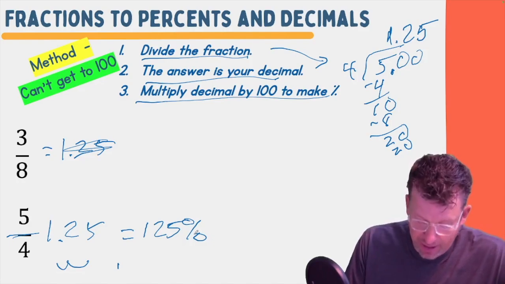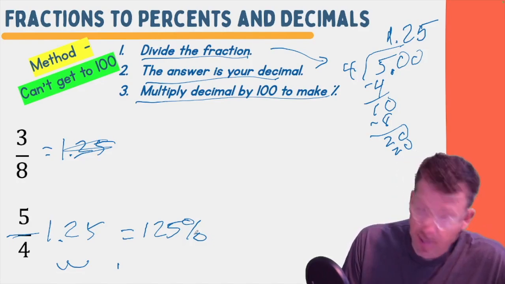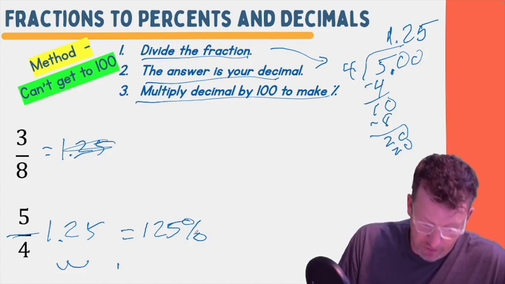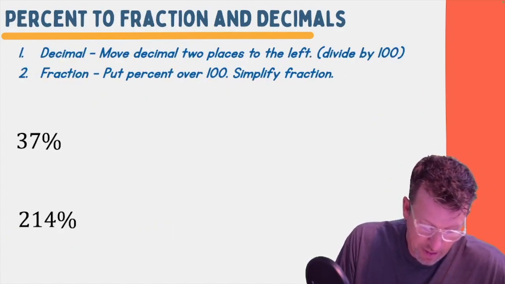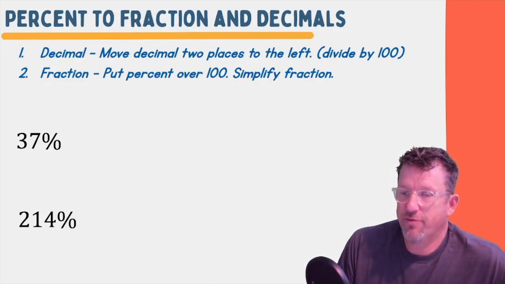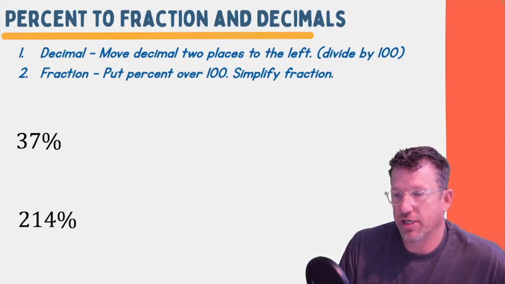But sometimes you're not going to be able to, so you have to do this division game, turn it into a decimal, and that'll be your decimal, obviously, and then simply move it over 2 places to the right. Now, what if we have a percent? Remember, we're trying to navigate our way through all these. What happens if we have a percent, and now we want to make it a fraction and a decimal?